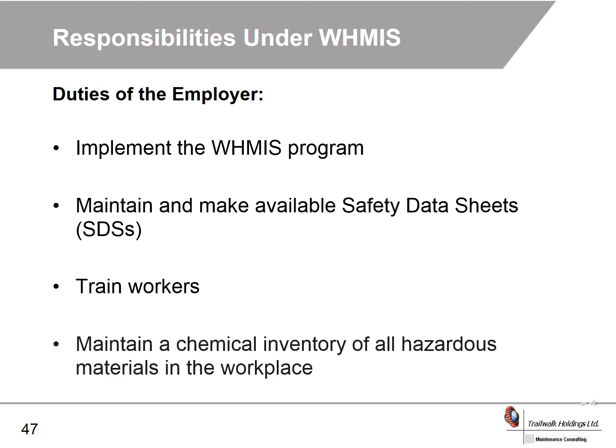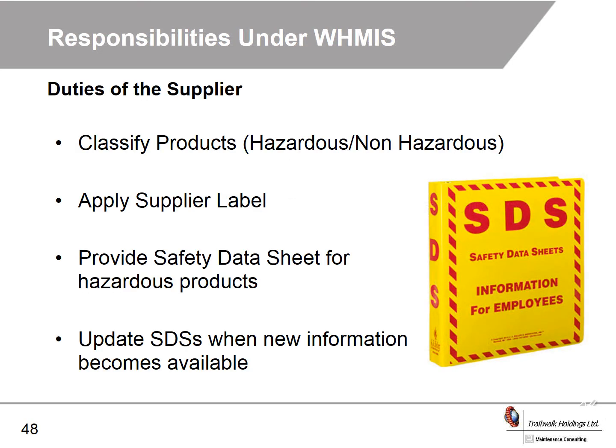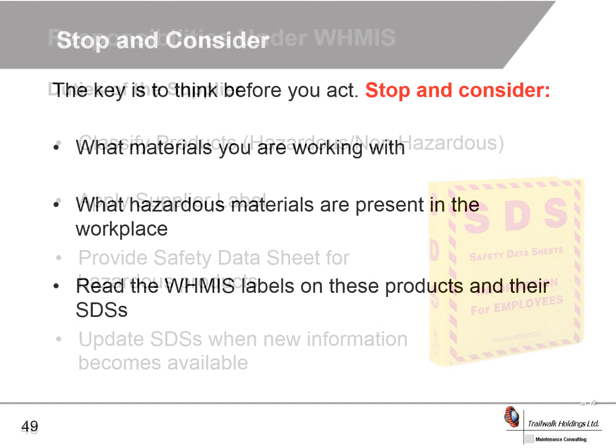Duties of the employer: implement the WHMIS program. Maintain and make available safety data sheets. Train workers. Maintain a chemical inventory of all hazardous materials in the workplace. Duties of a supplier: classify products, hazardous or non-hazardous. Apply supplier labels. Provide safety data sheets for hazardous products. Update SDSs when new information becomes available.